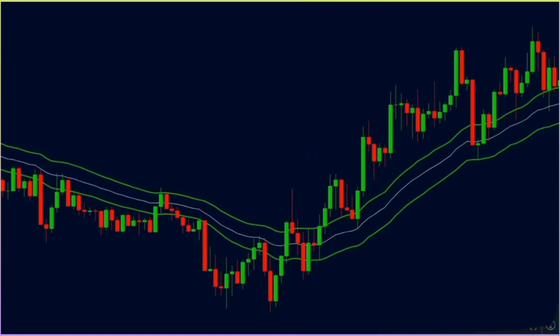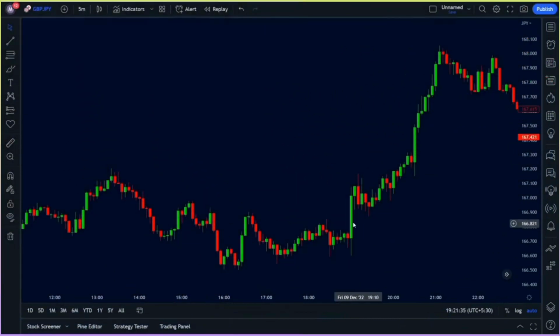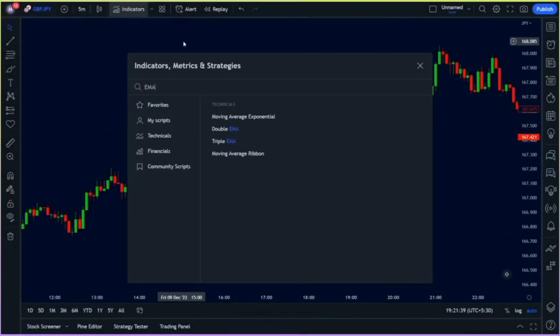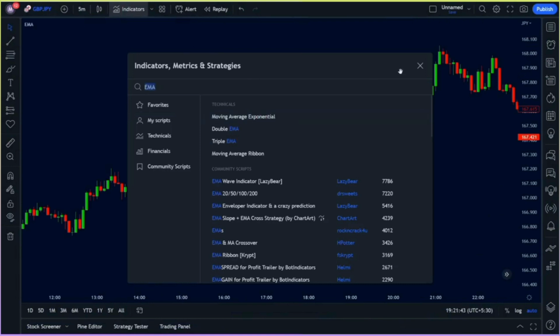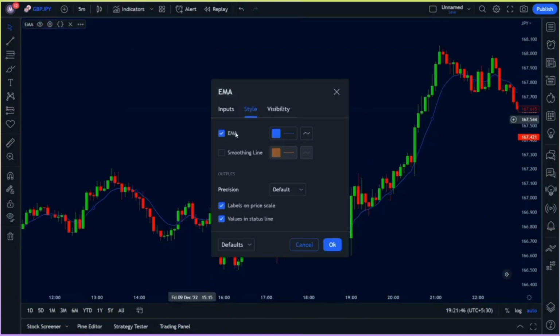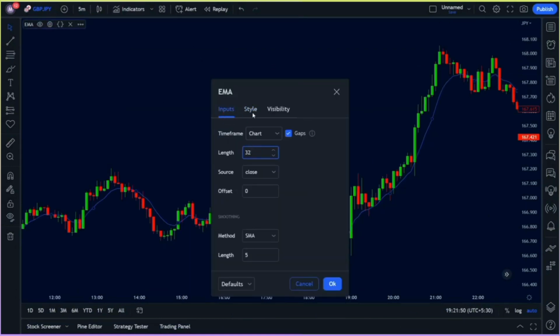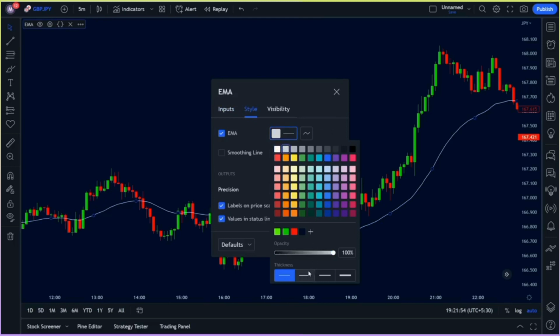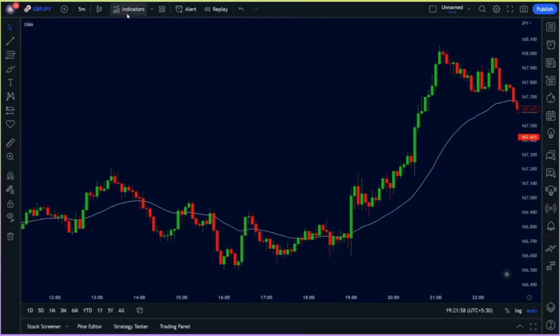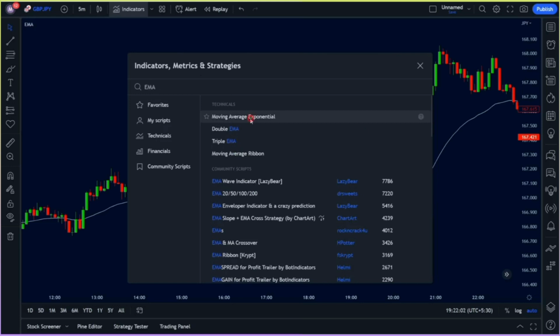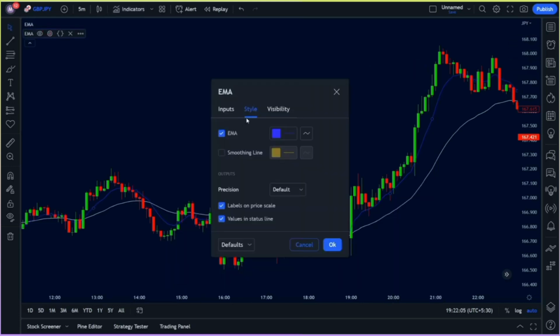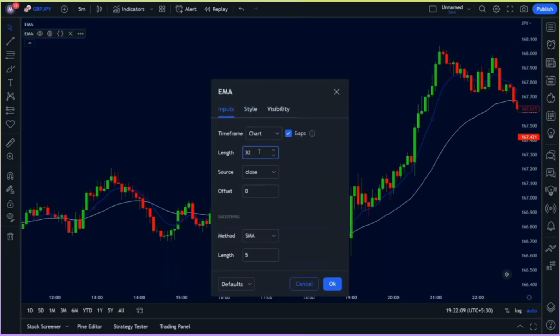Now it's time to add indicators to our chart. Go to the indicators menu and search EMA. Apply the exponential moving average to the chart. Go to the indicator settings and change the length to 32. Customize line thickness as you like. Now add another exponential moving average to the chart. Go to the second moving average settings and change the length to 32, and change the source to low.